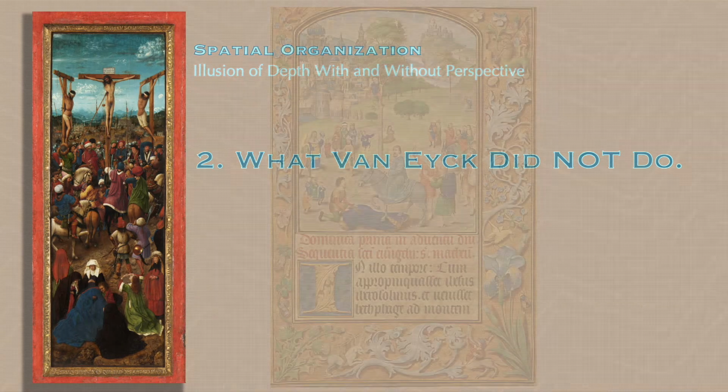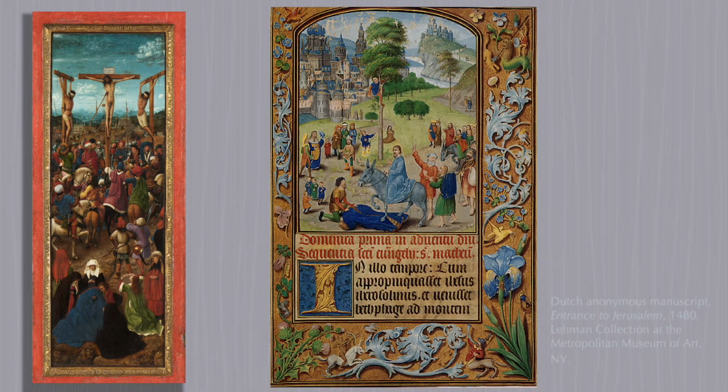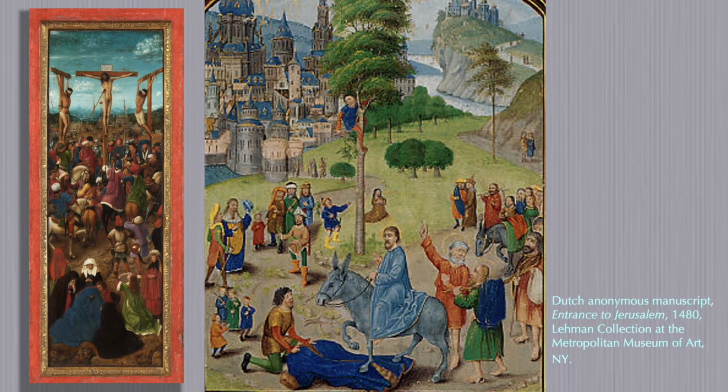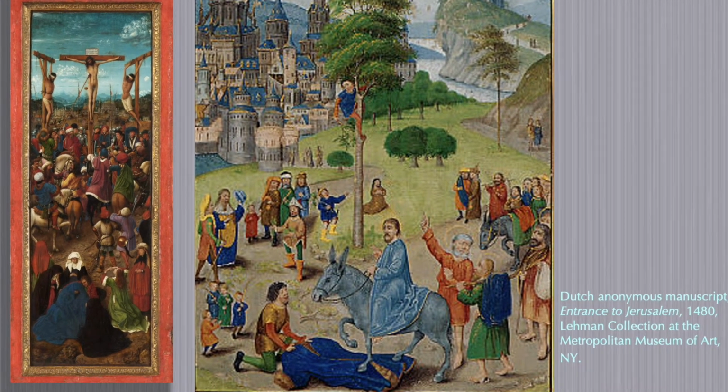This is what Van Eyck didn't do. Here we have the full-page miniature from an anonymous Dutch manuscript. It features the entrance of Jesus in Jerusalem. Spend a little time looking at it and see how this artist's approach to space differs from Van Eyck's. Focus more particularly on the crowd.